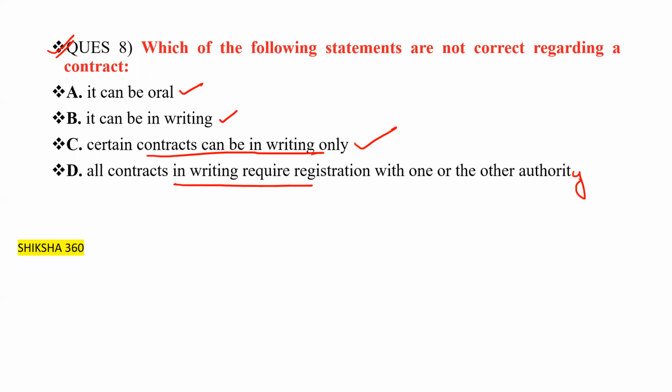Basically, there are some specific contracts which must be in writing only, and that is also required to be registered or attested. Not all contracts in writing require registration or attestation. We can say that only certain ones do, not all. So option D is the answer.